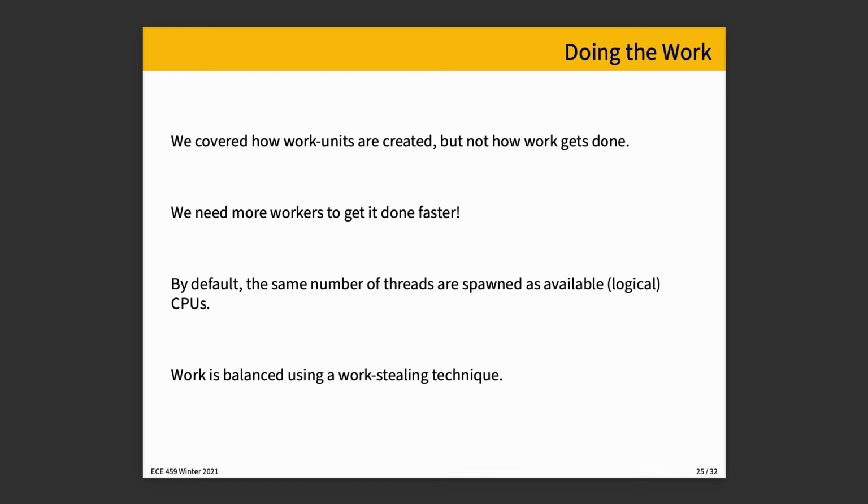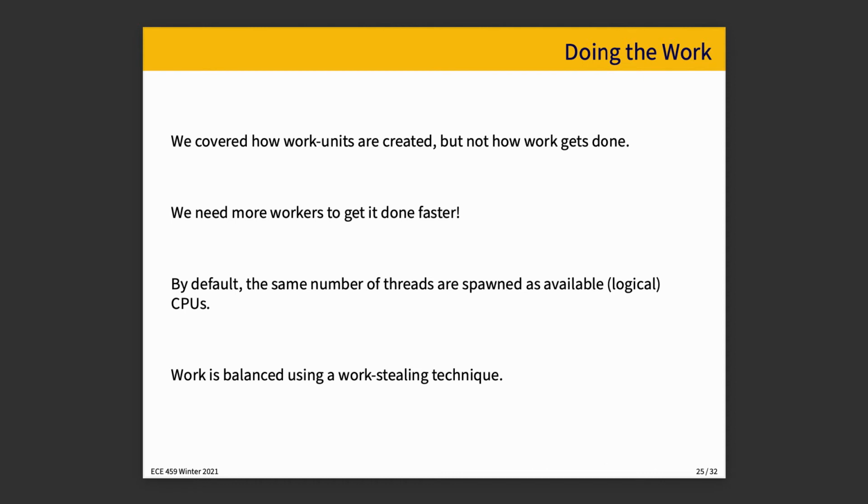So the Rayon FAQ fills in some details about how work gets done, and that is that some threads are spawned, an equal number of threads as available logical CPUs, so that means hyperthreading cores count. And those threads are the workers. They take work from a queue, and work is balanced using a work stealing technique.